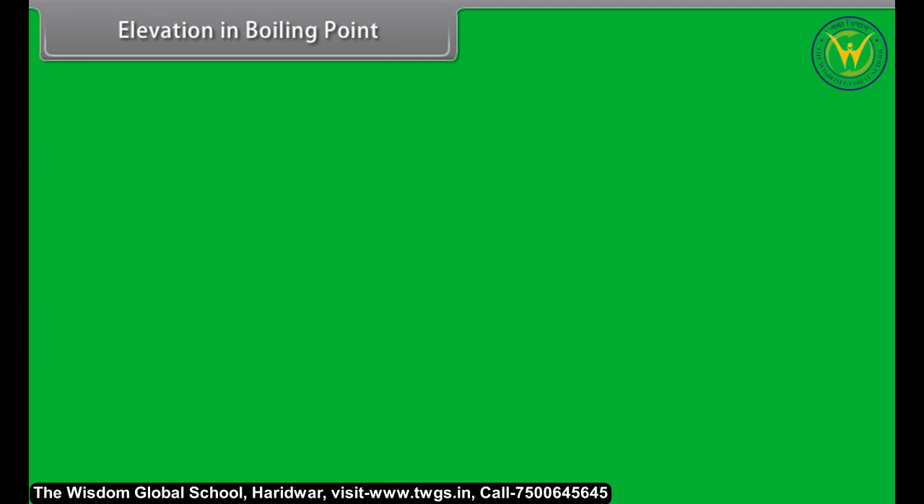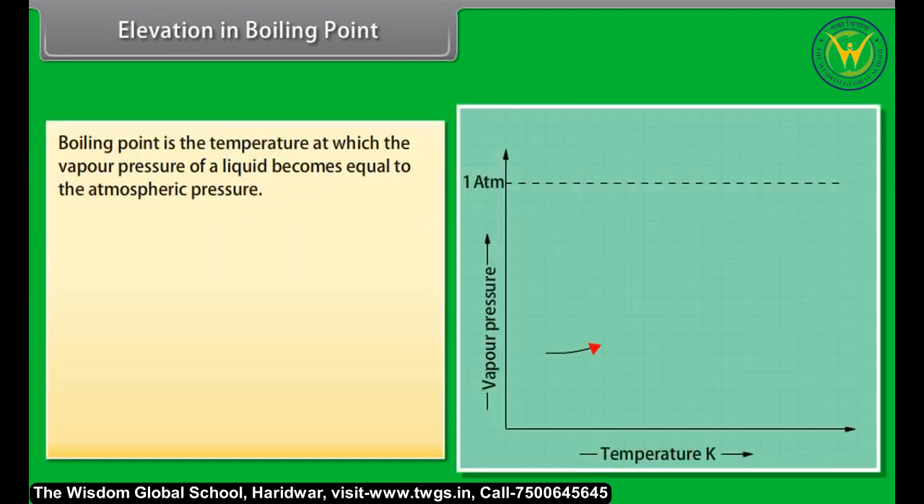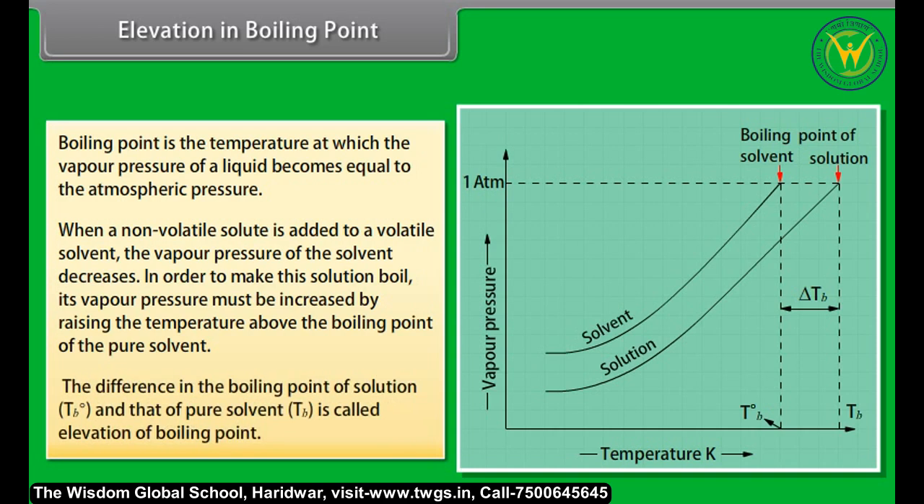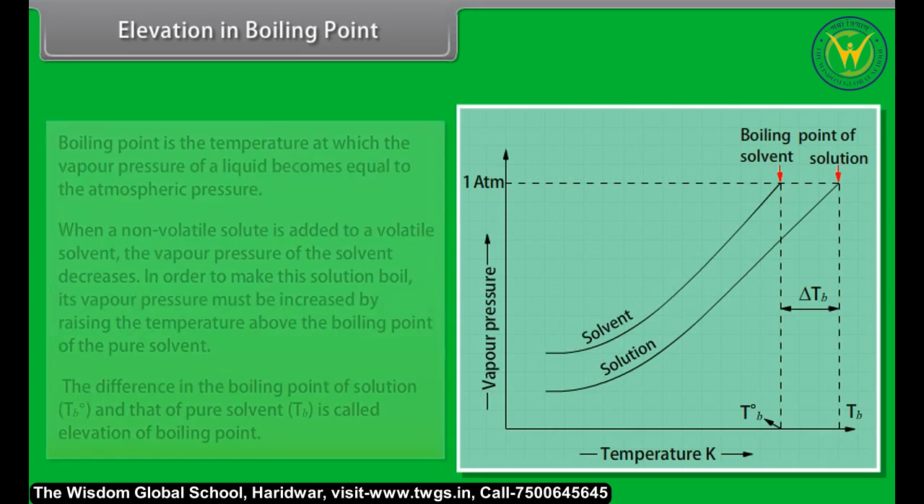Elevation in boiling point. Boiling point is the temperature at which the vapor pressure of a liquid becomes equal to the atmospheric pressure. When a non-volatile solute is added to a volatile solvent, the vapor pressure of the solvent decreases. In order to make this solution boil, its vapor pressure must be increased by raising the temperature above the boiling point of the pure solvent. The difference in the boiling point of solution and that of pure solvent is called elevation of boiling point.